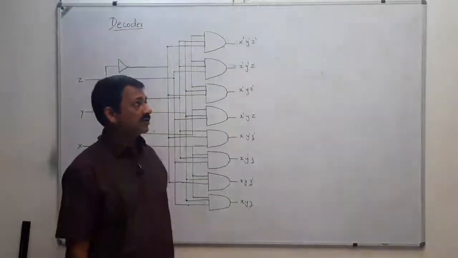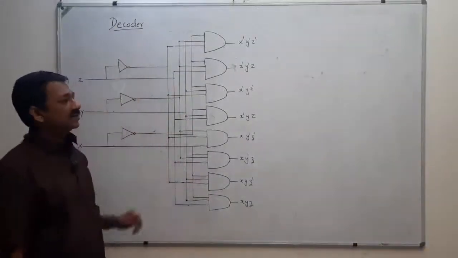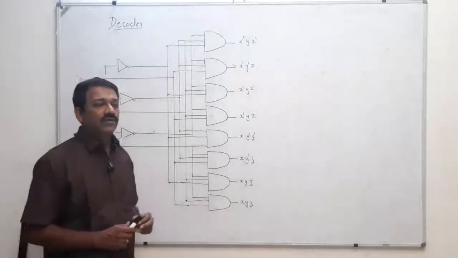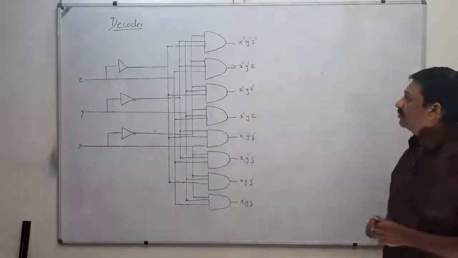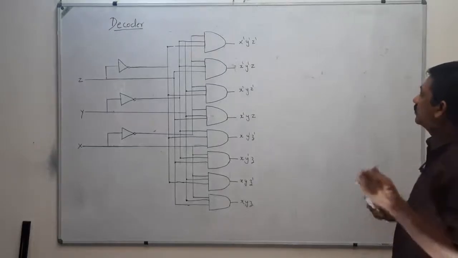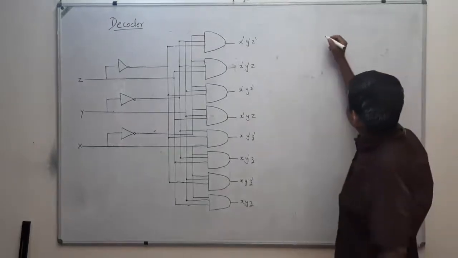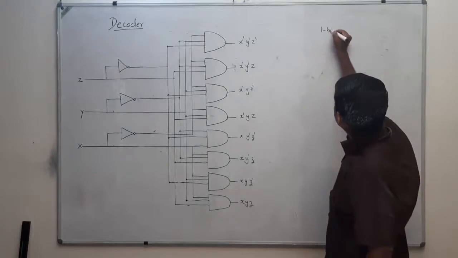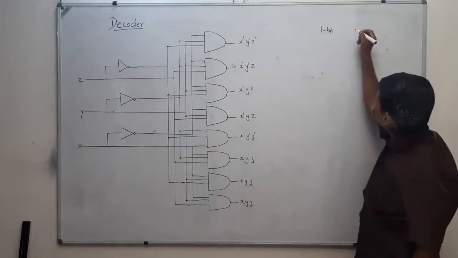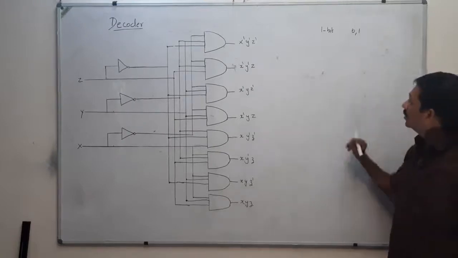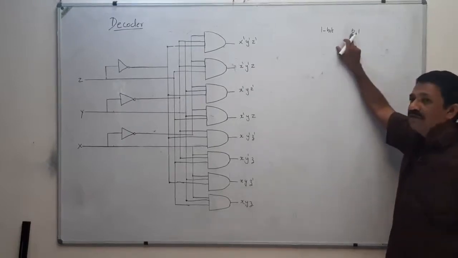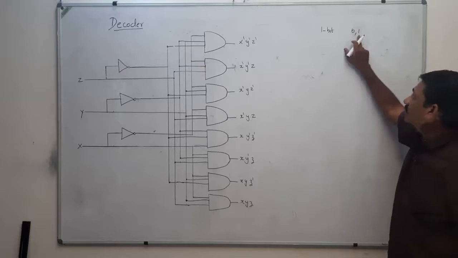Today we are going to discuss decoders. Before discussing decoders, we have to discuss what encoders are. For example, suppose that using one bit, you have two possibilities, either 0 or 1. That means if 0 represents one code, 1 represents another code.